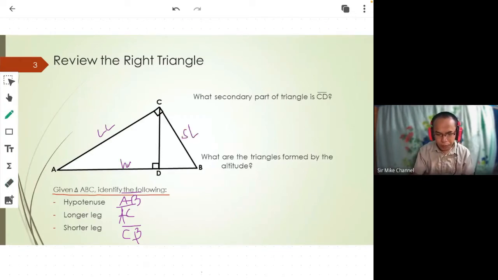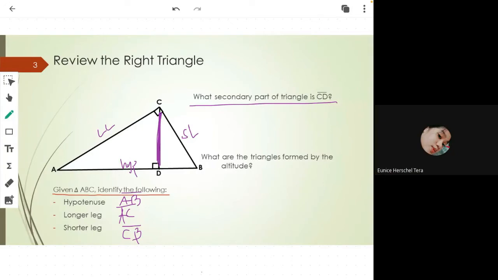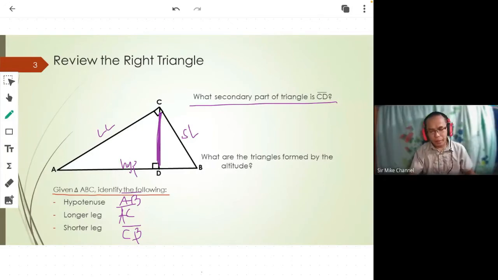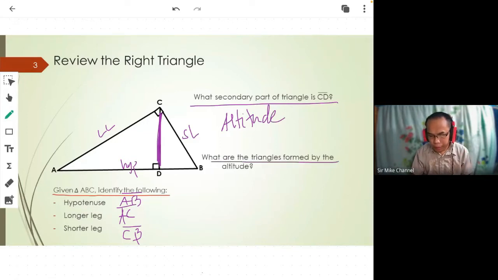Ito yung hypotenuse. Okay, so what secondary part of triangle is line segment CD? Ito, anong tawag natin dyan? Okay, so do you have idea, Sarah? Altitude po. Okay, so that is correct. So the answer is altitude. Altitude. Okay. So what triangles form by the altitude?